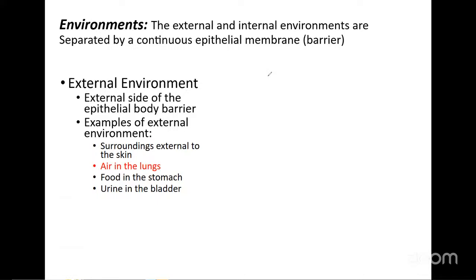So we're going to have our external environment. I'm basically just going to redraw this picture and just focus on external, internal. Right, so external, outside.